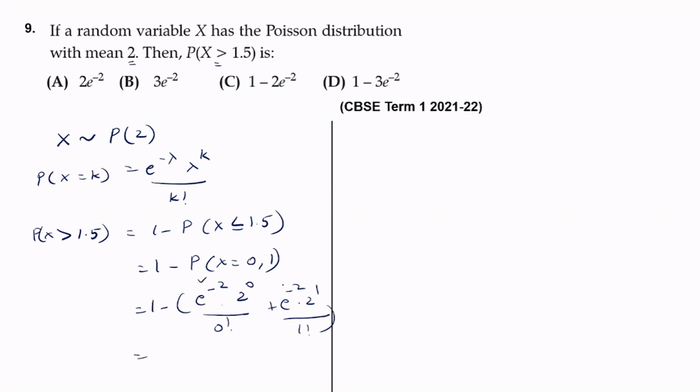So here e raised to minus 2 is common which can be taken outside. So it is 1 minus e raised to minus 2 into, inside the bracket we have 2 raised to 0 which is 1 plus 2 raised to 1 is 2. 1 plus 2. Therefore, we get probability of x greater than 1.5 as 1 minus 3 e raised to minus 2. So, the correct option is option D. It is 1 minus 3 e raised to minus 2.